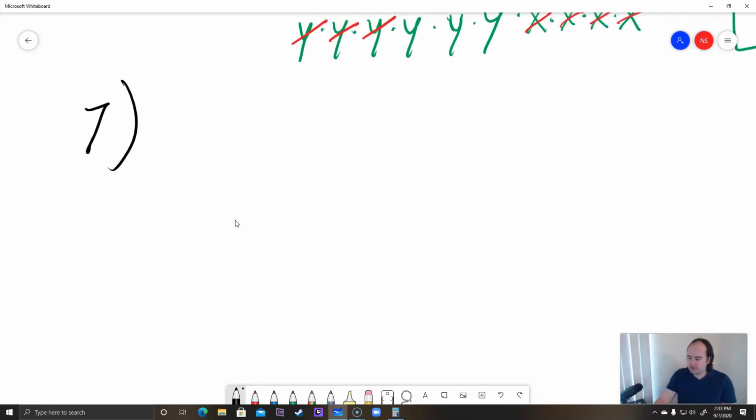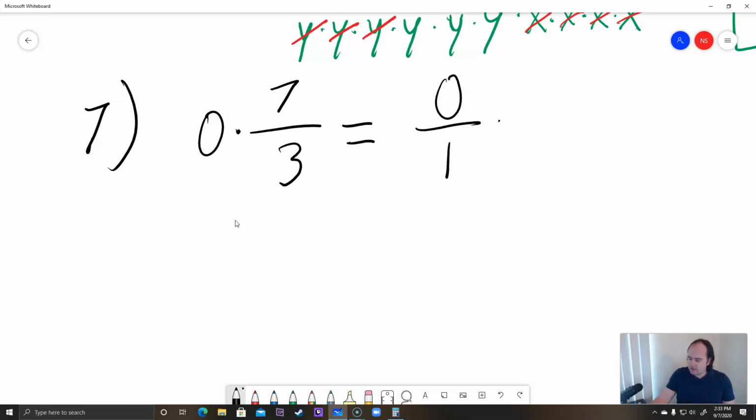So for example number 7, we have 0 times 7 over 3. Now if you paid attention to one of my previous lectures, you'll remember that 0 times any other number is just 0. So regardless of the 7/3, we don't have to worry about the fraction, because what this means is 0 over 1 times 7 over 3. And the 0 is in the numerator, not in the denominator. So our answer is just going to be 0.